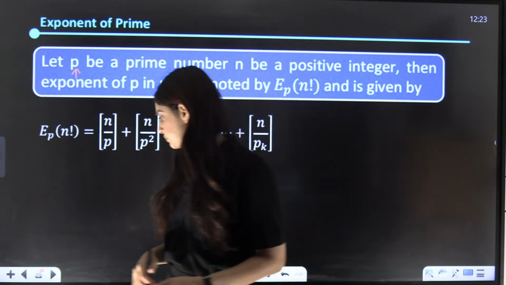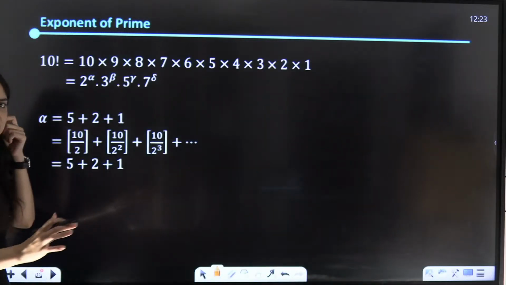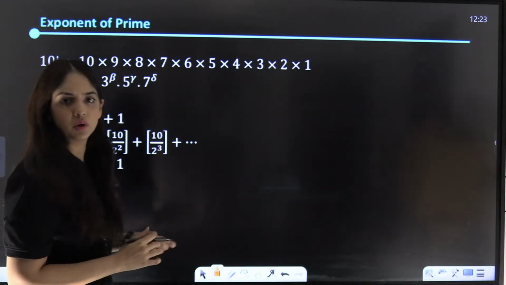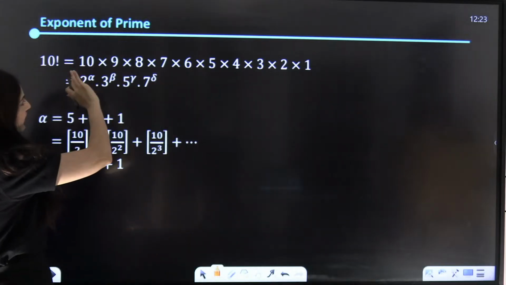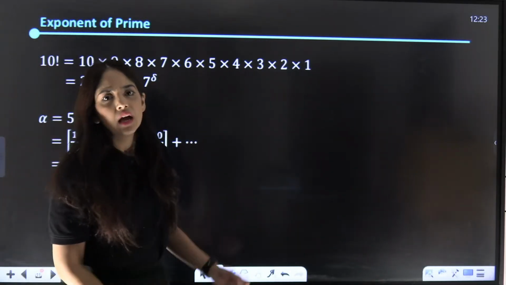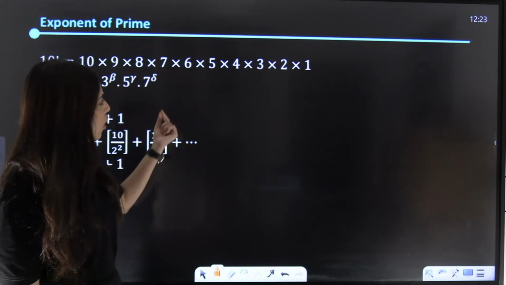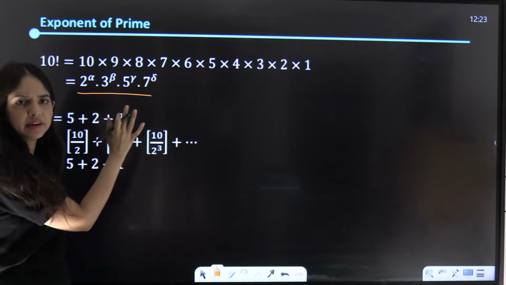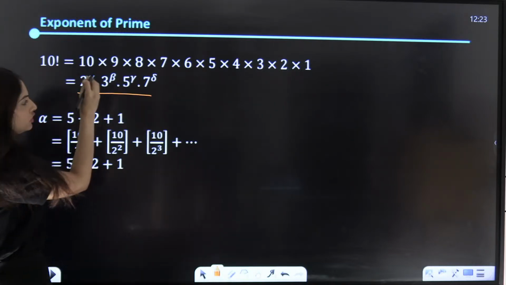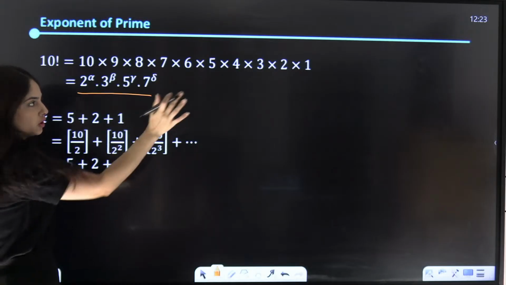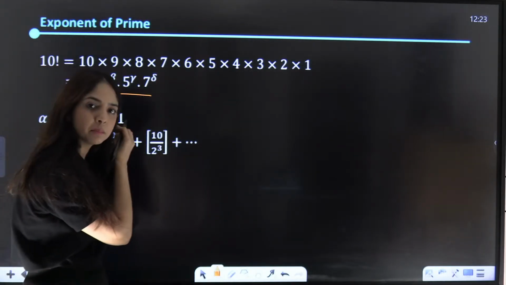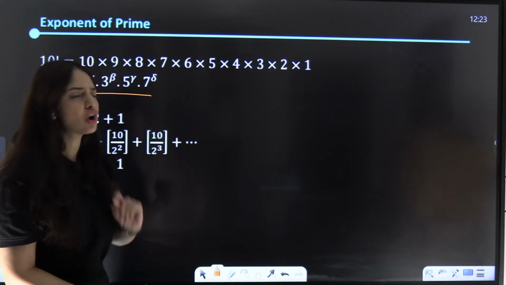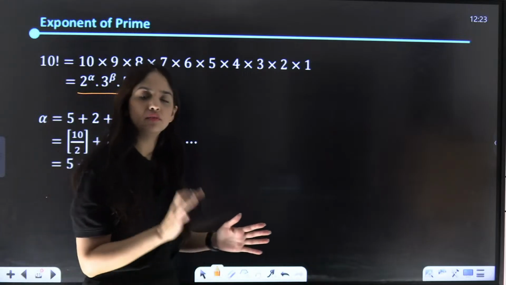So, let's understand this using an example first. We have 10 factorial. Okay, so here we have 10 into 9 into 8 into 7 up to 1. We need to find the power of 2. Okay, so we write the prime factorization. What all prime numbers will be here? There will be 2, 3, 5 and 7, right? Because 1 to 10 all the numbers are here, so all the prime numbers up to 10 will be here. 11 won't be here because 11 is not smaller than 10, so 11 is not included here. All prime numbers up to 10 will be here.